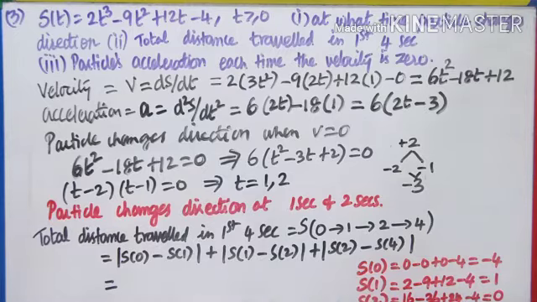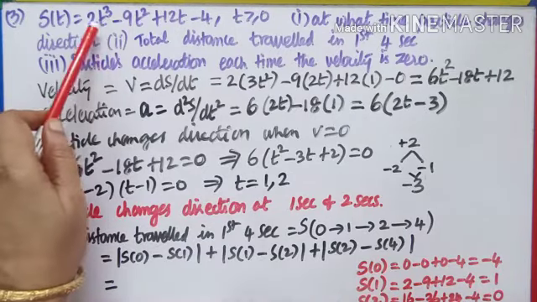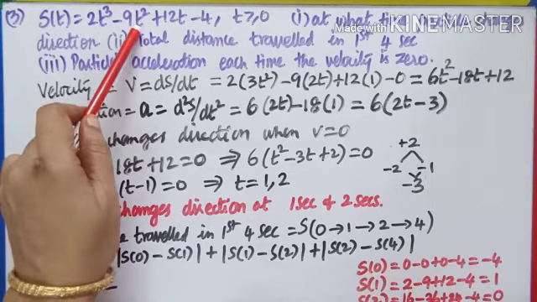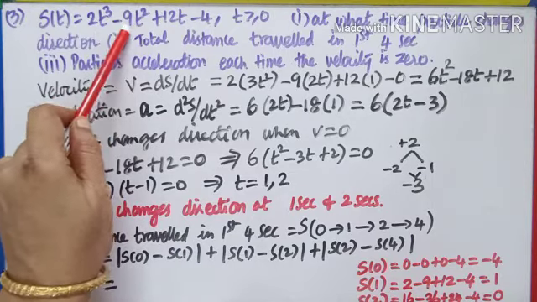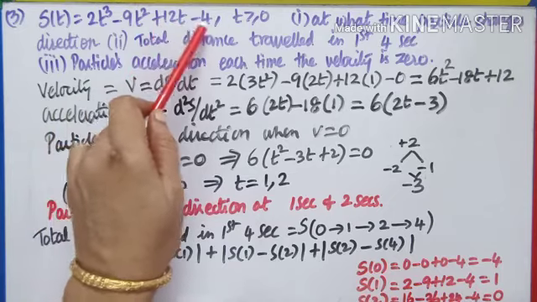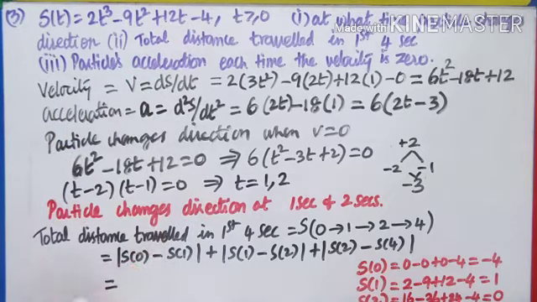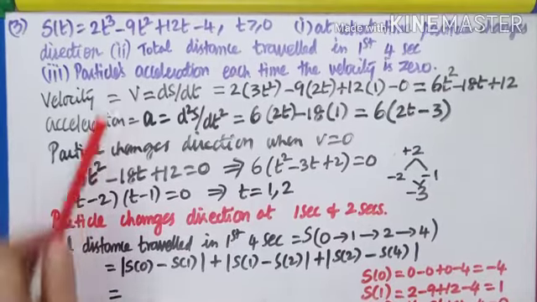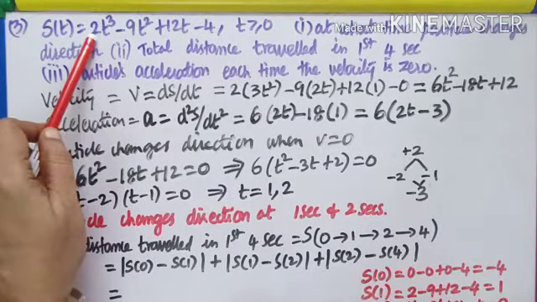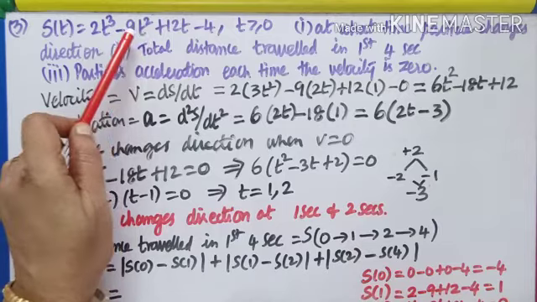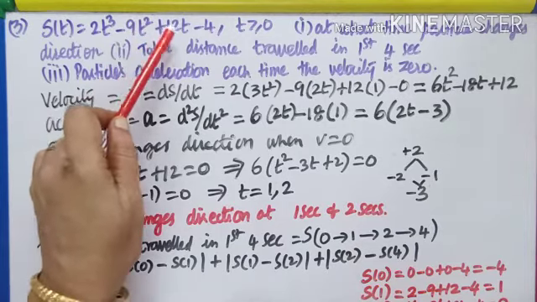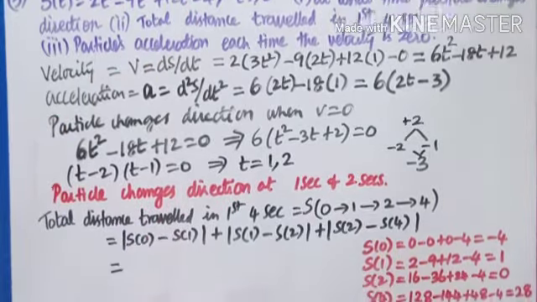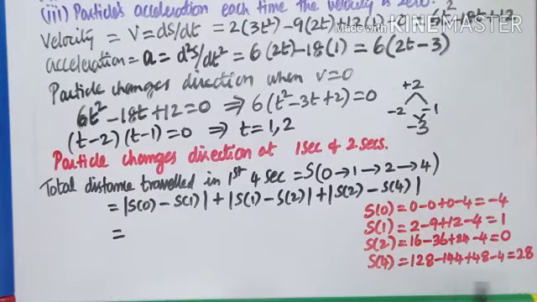When I put 2, 2 cube is 8, 8 into 2, 16. 2 square is 4, 4 into 9, 36. 12 into 2, 24 minus 4. Simplifying we get 0. Then when I put 4, 4 cube is 64 into 2, 128. 4 square, 16 into 9, 144. 12 into 4, 48 minus 4. And we have simplified, which gives us 28.